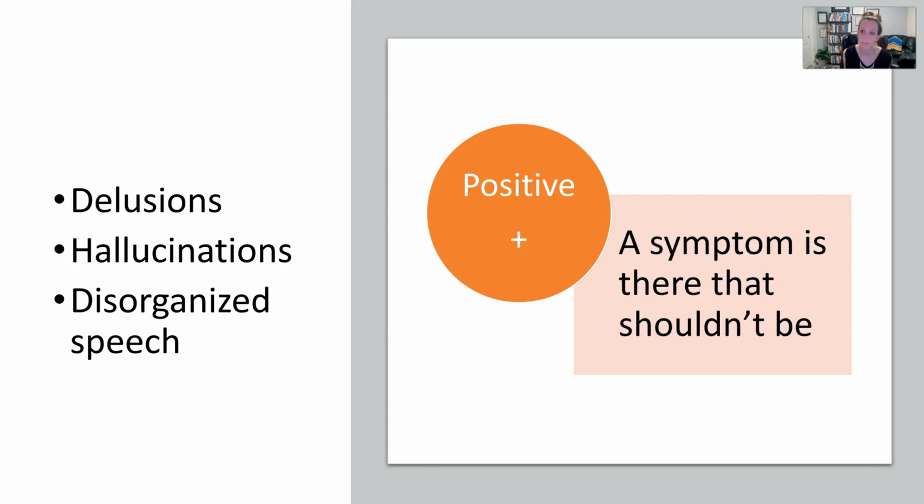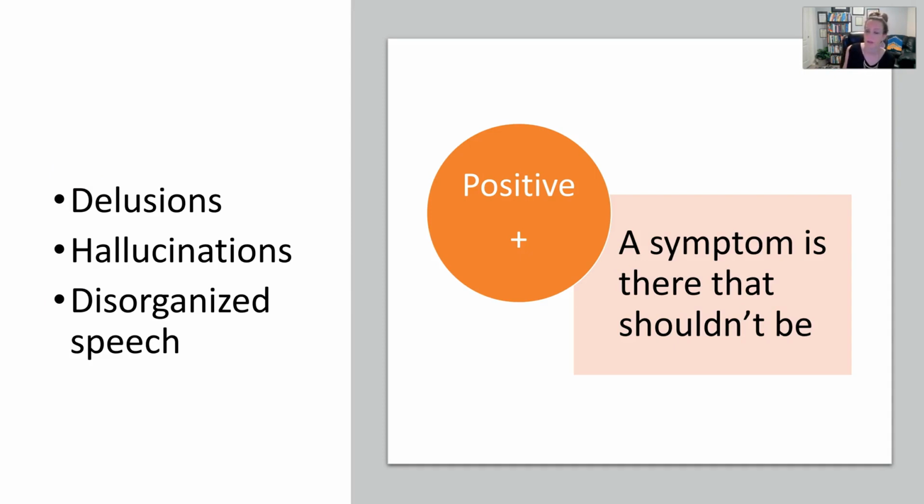And then disorganized speech or disorganized thinking. So this could include derailment, loose associations, word salad, things like that. So that's a way of speaking that's there that shouldn't be. That's why it's a positive symptom. And these three, of course, are the hallmarks of schizophrenia, and you need at least one of these in order to get the diagnosis. So you have to have at least one of these positive symptoms.